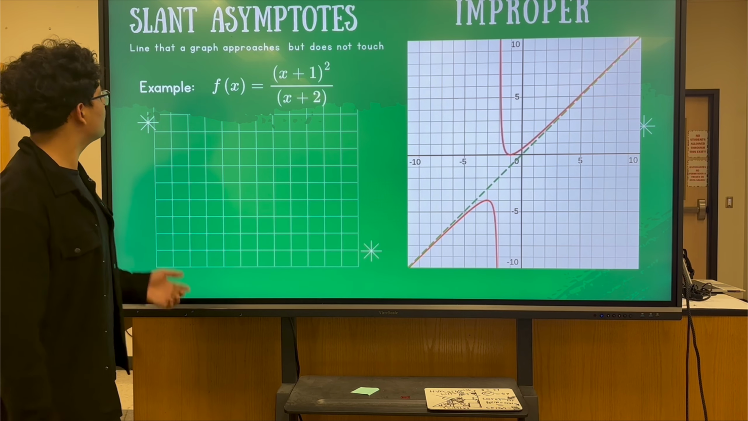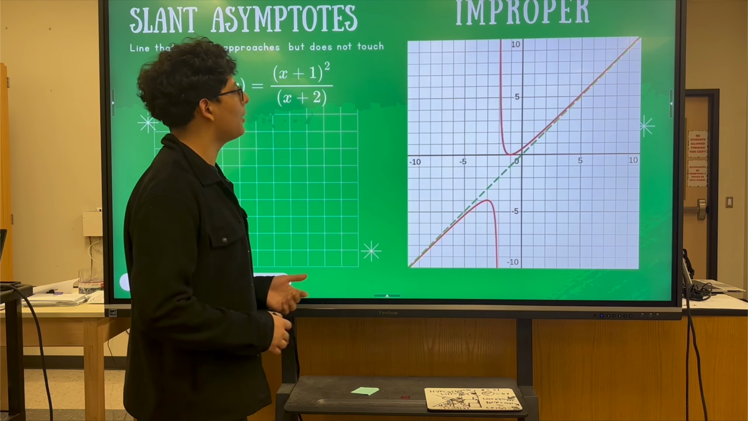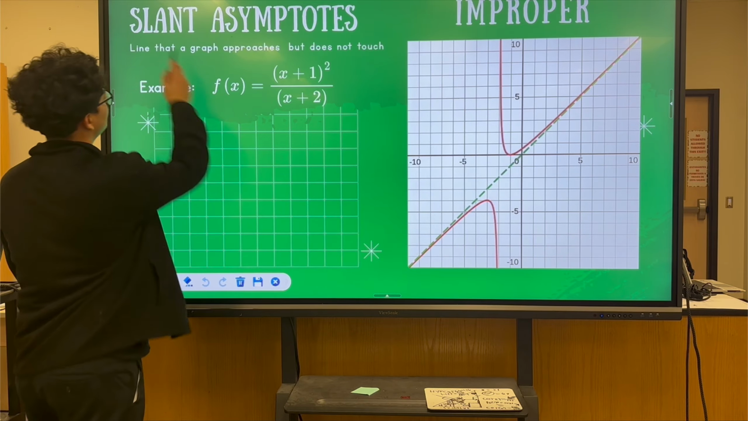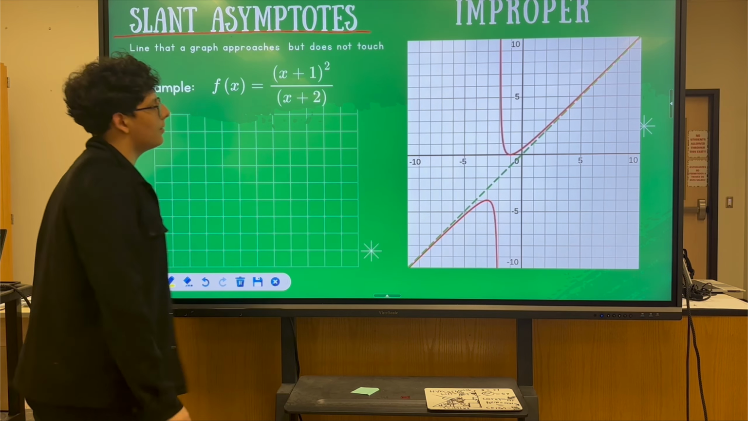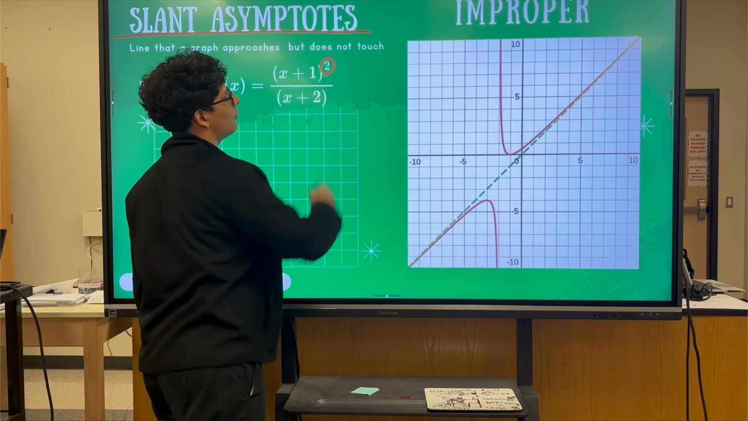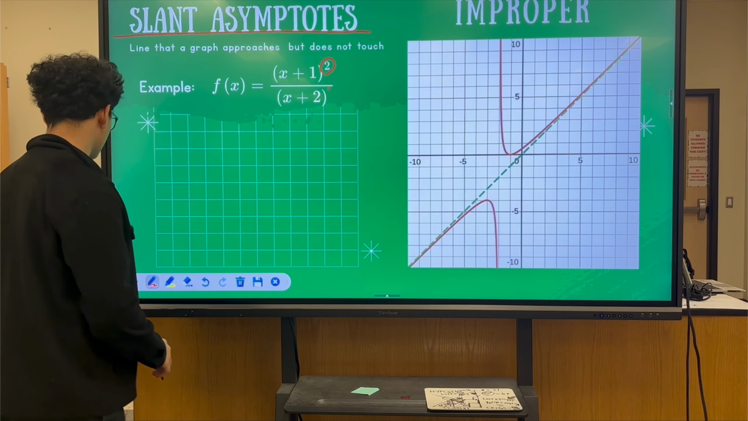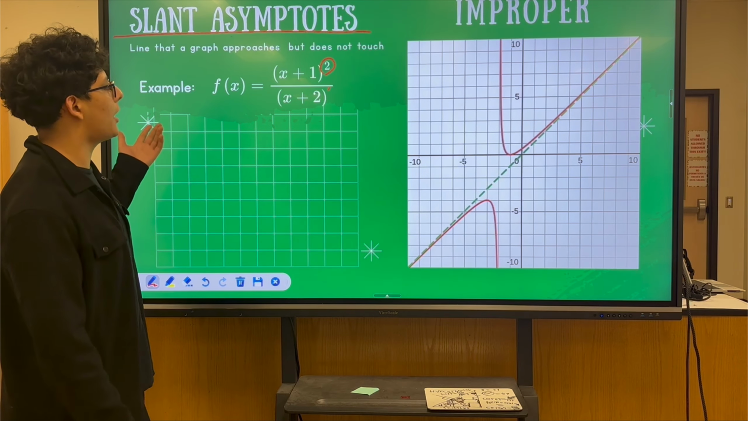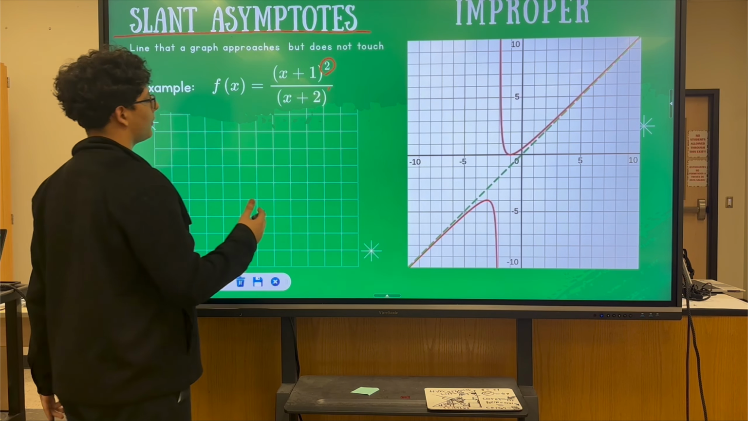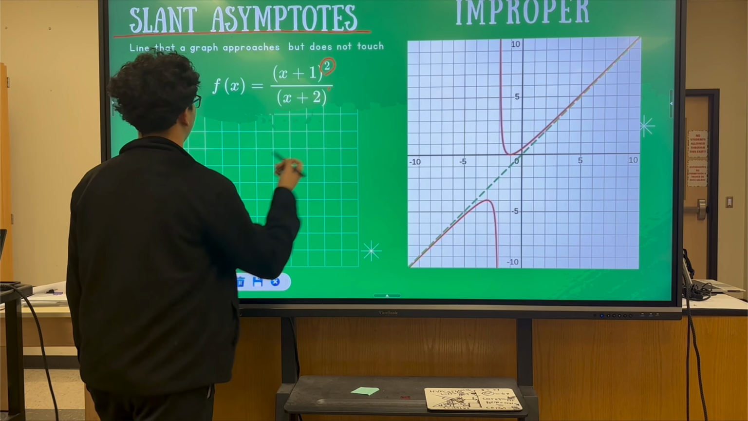Now, coming up is one of the more challenging rational functions, the slant asymptote. That is when it is improper, so that is when you have your numerator to a higher degree than your denominator. To solve for the slant asymptote, all you have to do is divide the numerator by the denominator.